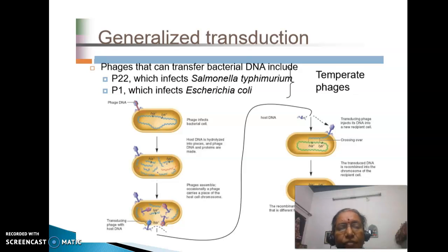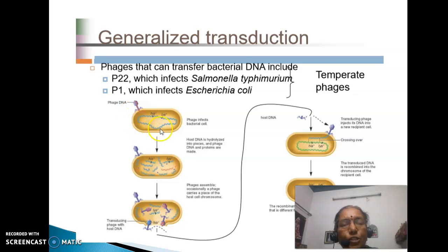Again, I am taking the help of a diagram where I am taking two examples. One phage is P22, which is known to infect Salmonella typhimurium, and the other is P1, which is known to infect E. coli. So Salmonella will be our donor, and E. coli can be our recipient. Generalized transduction is exclusively studied taking P22 and P1. We can find n number of examples in the literature.